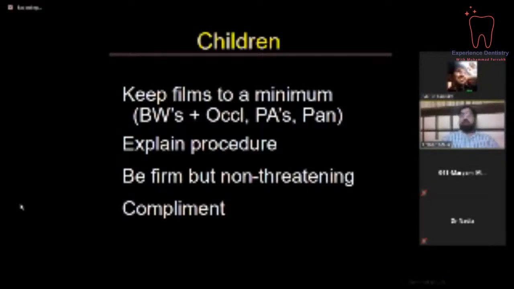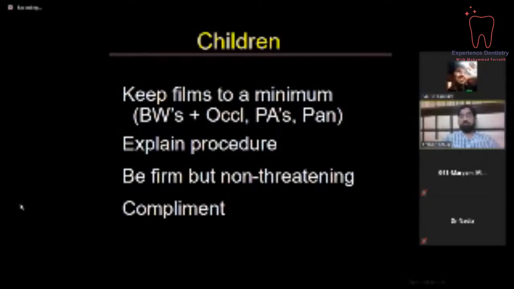Try to explain the procedure to the children, not too excited and not too unpromising. Give a very nice explanation to the children. Children sometimes behave very nicely with your explanation. Not a threatening attitude. Side by side, go on praising the children: this is very excellent, you are very wonderful, boy, you are like Spider-Man. This attitude is going to help a lot in taking the radiograph.